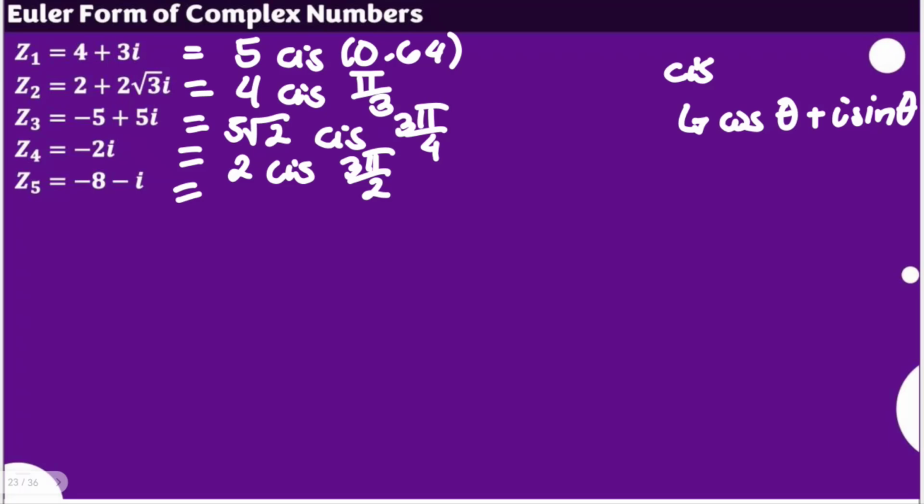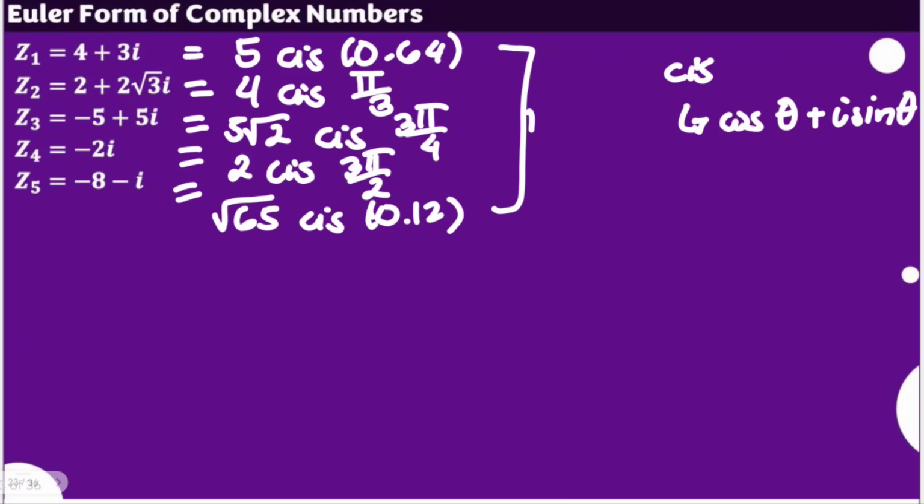It's still okay. But again, let me just be consistent with the positive radian measurement. So I have this. And for the last one, you'll have here square root of 65. And you have here CIS, and you have the result of 0.12. Again, in radian measurement, because in degree measurement, that's actually, if I'm correct, 7.13. Just to be consistent with all of this, in radian measurement, okay, in radians.